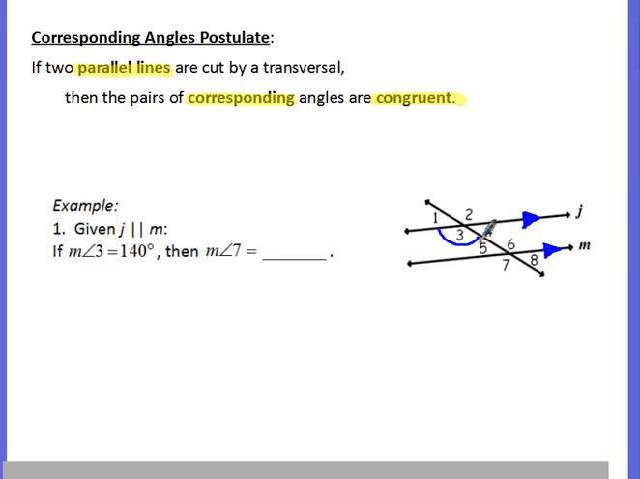Then angle 7 is down here, and angle 7 is the corresponding angle. Remember, that means that it's in the same position at the other line, and that corresponding angle has the exact same measurement of 140 degrees. Let me write that down here as well. Those two angles have a measurement of 140 degrees, and that's what the corresponding angles postulate tells us.